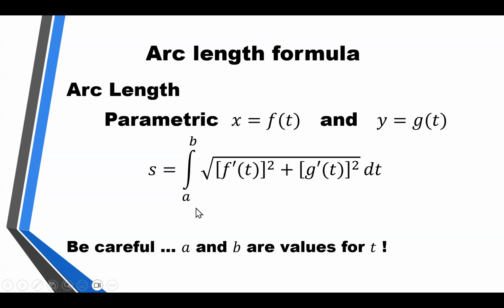Now, I used a and b as poorly as I could probably, but the point here is that the arc length formula is the integration of, let's start at t value of a and go to t value of b, of the square root of f prime squared plus g prime squared with respect to t. Again, be careful, a and b here in this formula are the values for t, not just the Pythagorean theorem I was talking about earlier. So a and b are the values for t.